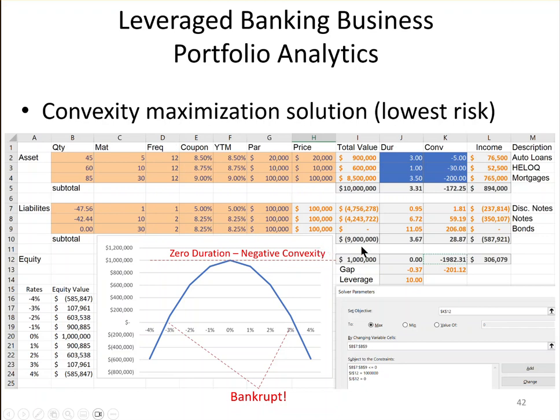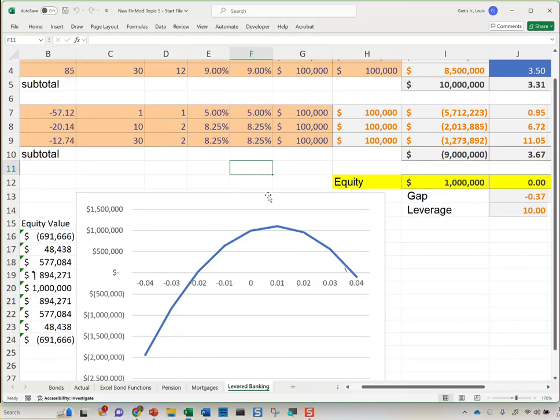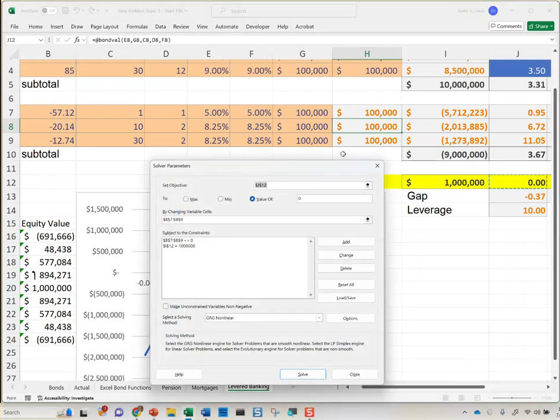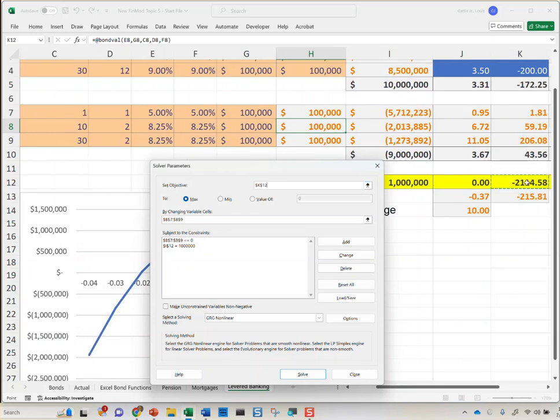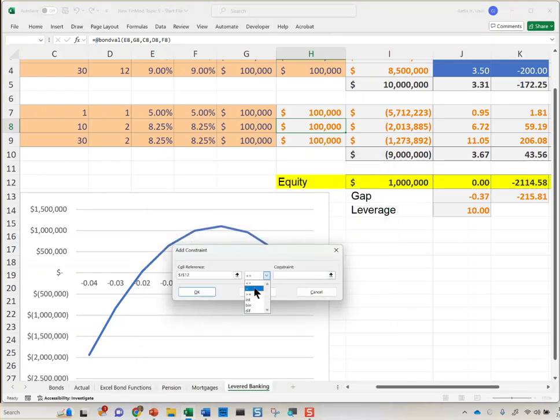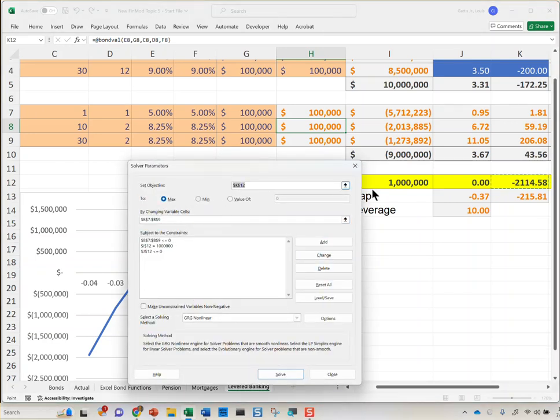What if I really want to minimize the risk? I could run a solver that maximizes convexity. And what we'll see, it's a little bit better as far as the risk profile. Solver, I want to maximize convexity. I'll maximize equity convexity at 2,100 units there. And I want to add, however, I still want to keep it, we call it duration neutral or duration matched or 0 duration, and add a constraint that equity duration is equal to 0. So now I'm maximizing equity convexity by changing the quantities.